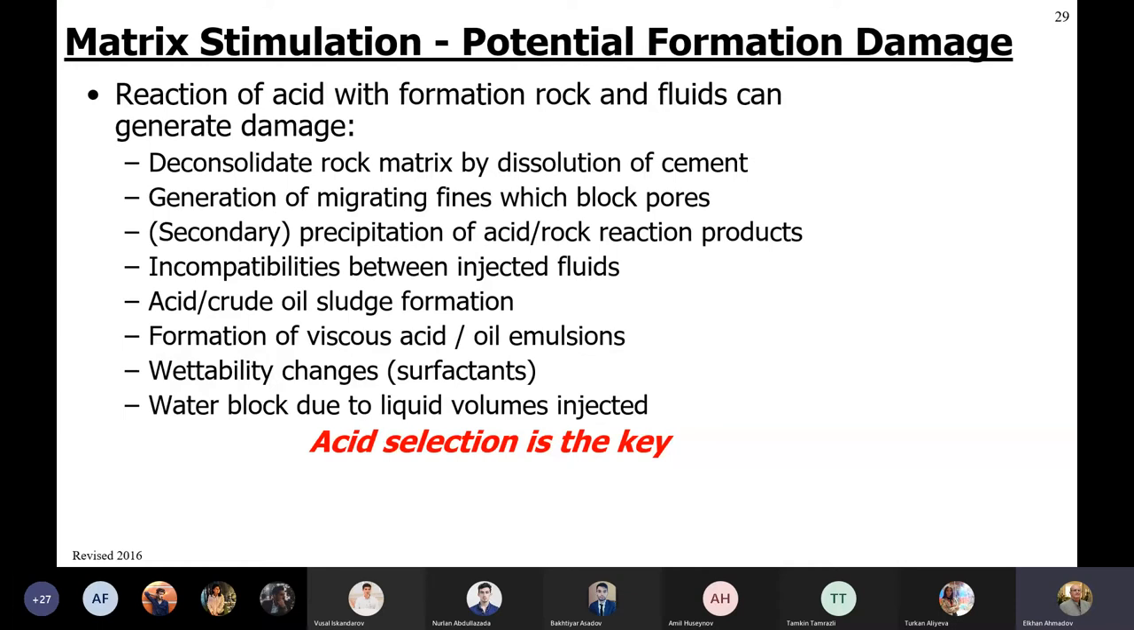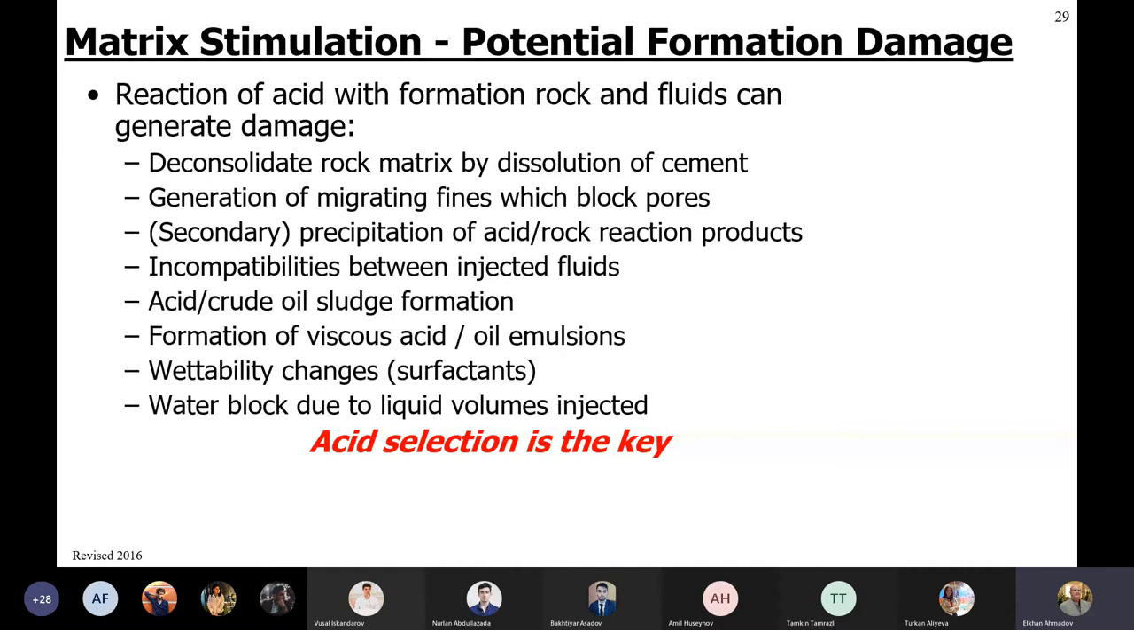We talked about that earlier in the formation damage part, and here again we have to understand the rock cement material, the rock mineralogy, and then decide on and do some lab tests how this acid composition will affect the rock itself, and then decide on the application of these type of compositions. Again, as a result, it might be triggering the fine migration and blockage of the pores by these fines, another type of formation damage.